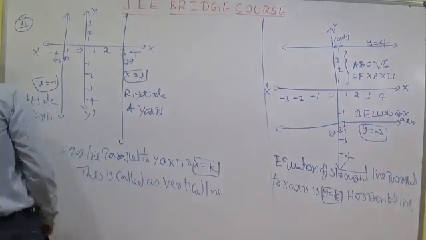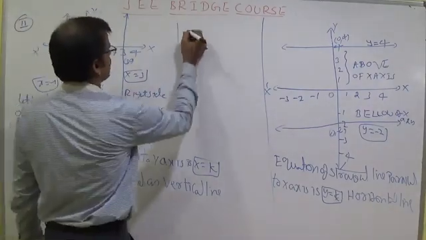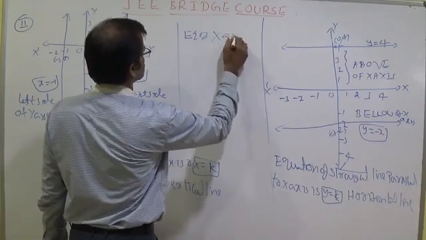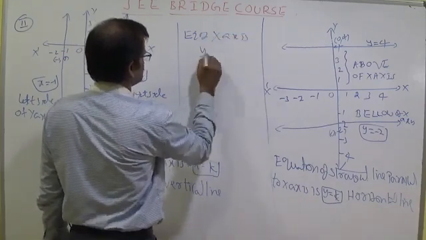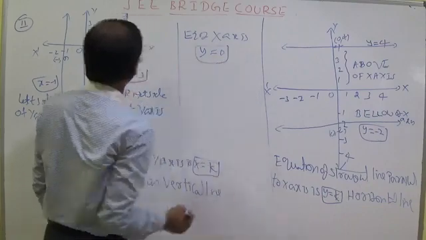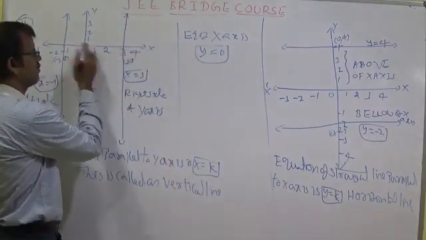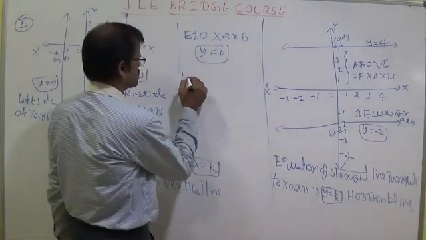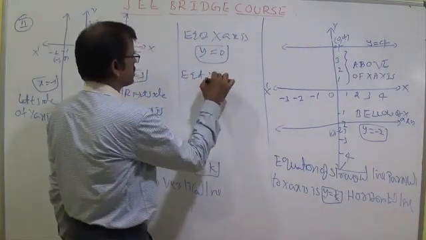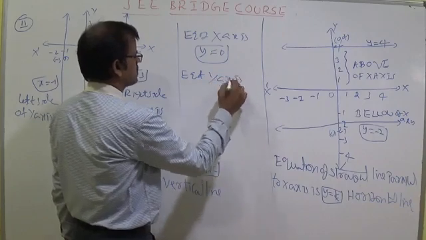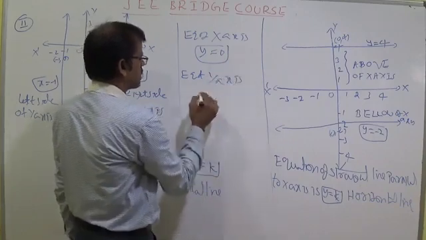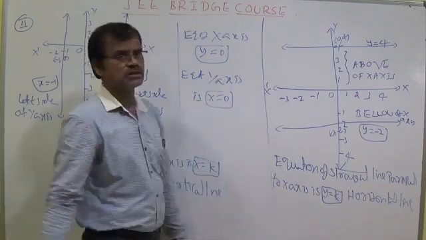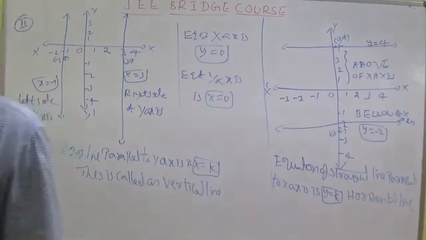Now, next point we can discuss: equation of x-axis. Don't forget students, it is y equal to 0, because on x-axis you never get a y coefficient. Next one, equation of y-axis. Equation of y-axis is, you never get the x value, so it is x is equal to 0.